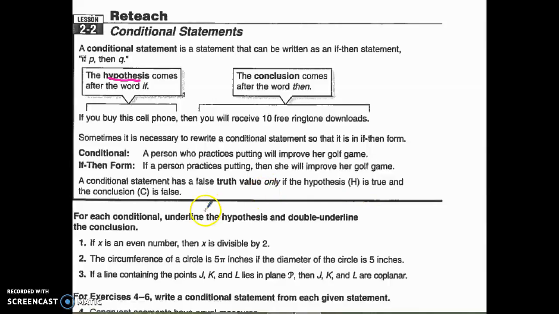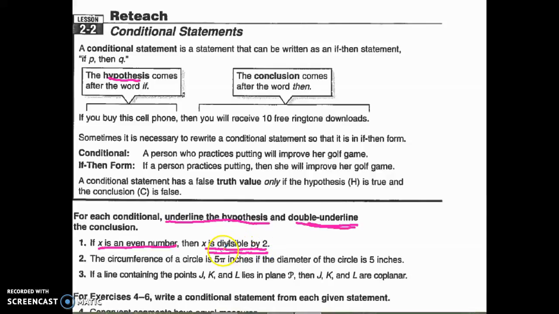conclusion is false. In the first set of sections, we're going to be underlining the hypothesis, and double underlining the conclusion. So if I'm looking at my first three statements, if x is an even number, then x is divisible by 2. My if part, x is an even number, is my hypothesis. X is divisible by 2 is my conclusion.